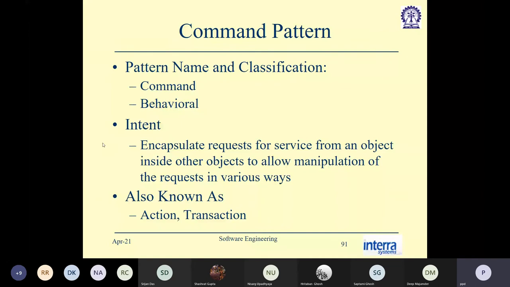You can visualize this. We didn't get to that, but you could visualize this in your booking assignment also. A booking is a request, and that is getting into a booking slip, and that gets queued for allocation, payments are done, and then it gets executed. So it encapsulates requests for service from an object inside another object to allow manipulation of the request in various ways.